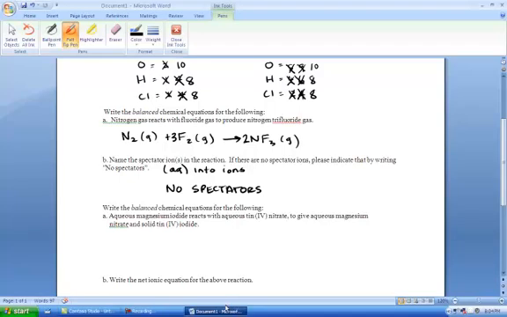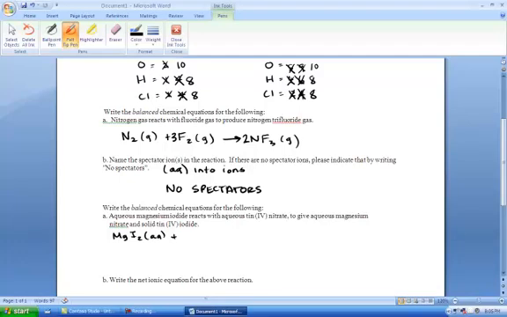Let's look at this next set of questions. Write a balanced chemical equation for the following. Aqueous magnesium iodide. Here this gives us an excellent review of writing compounds. We have Mg, I. Magnesium is a +2, iodine is a -1, and so when we crisscross we get MgI2. Notice I'm putting AQ because the equation says aqueous.